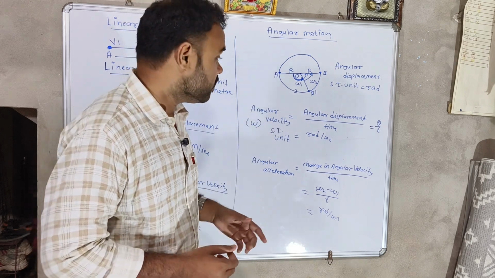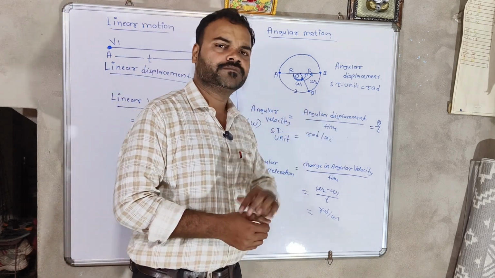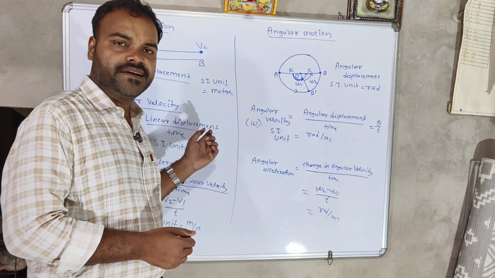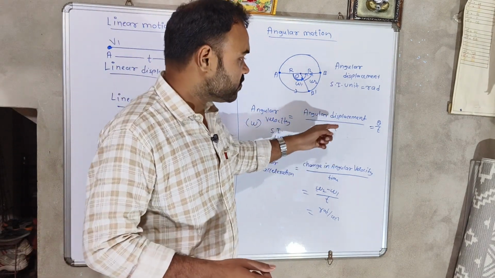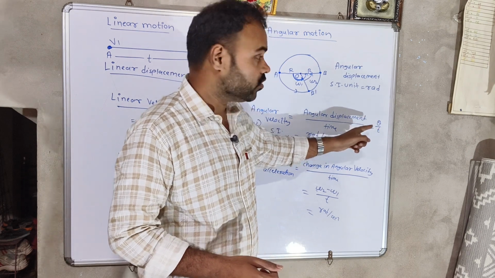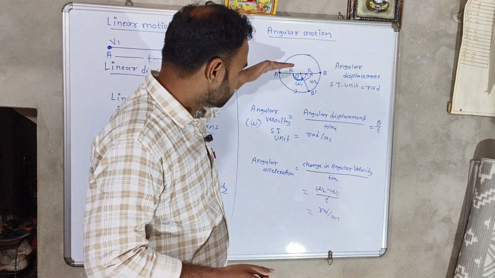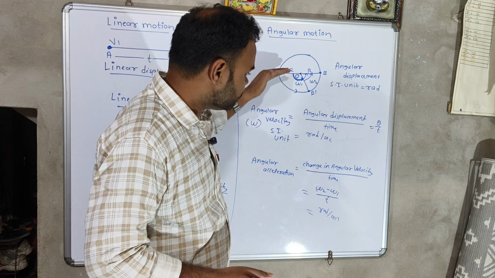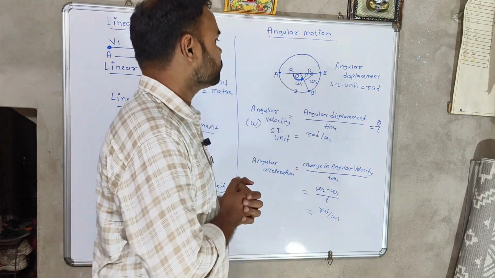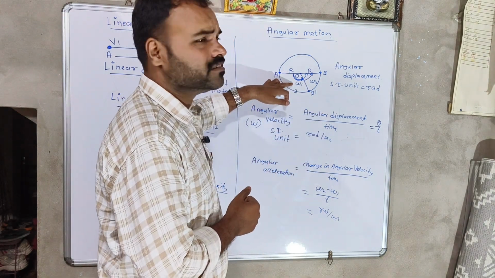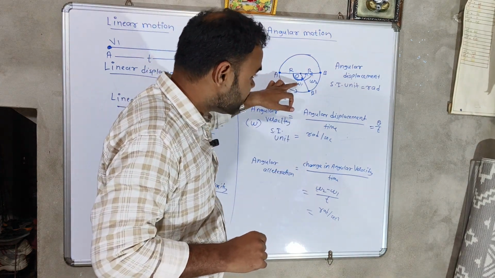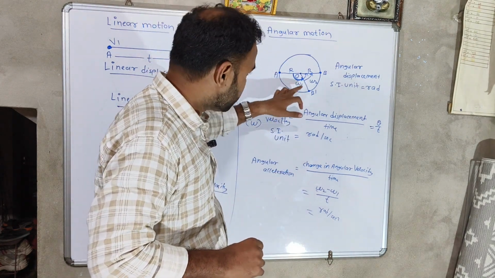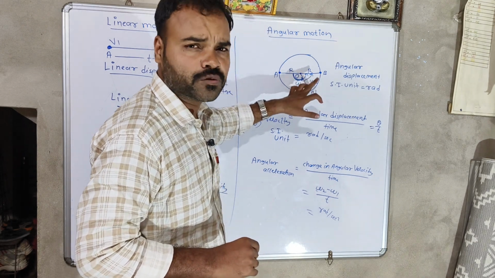It is the ratio of angular displacement upon time. Here it is linear displacement upon time, and here it is angular displacement upon time. We call the angular displacement theta. While tracing the angle, suppose the particle is at position A. After some time it traces the angle theta 1, sorry, I did not write it right here. First it traces the angle theta 1.